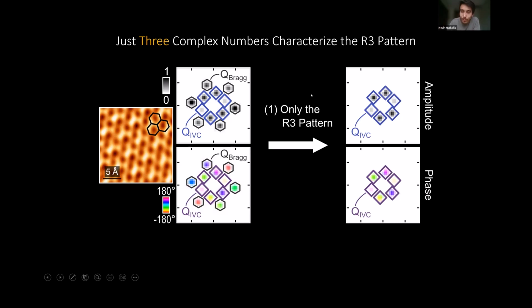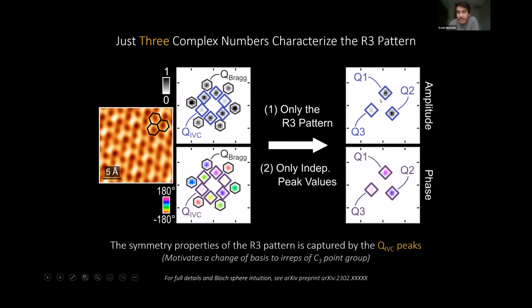The second operation that we'll perform is a little more subtle. It comes from a fact about the FFT: the values of the FFT of a real-valued image, something like this real-valued STM topograph, at vectors k and minus k are not independent. They're related by complex conjugation, so if you have one, you know the other. This helps us limit our values from six different FFT peaks down to 3. These 3 peaks are a significant reduction of the information in this STM topograph, but they still capture all of the symmetry properties of the R3 pattern in these 3 complex numbers.